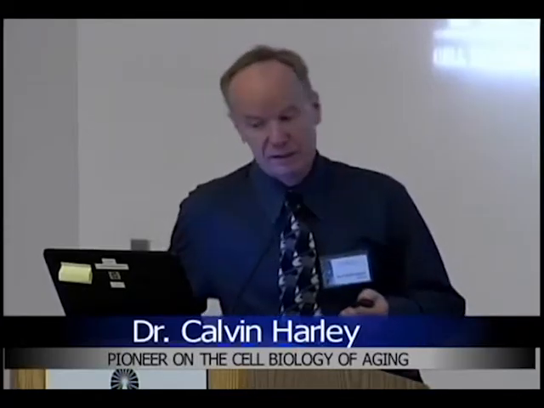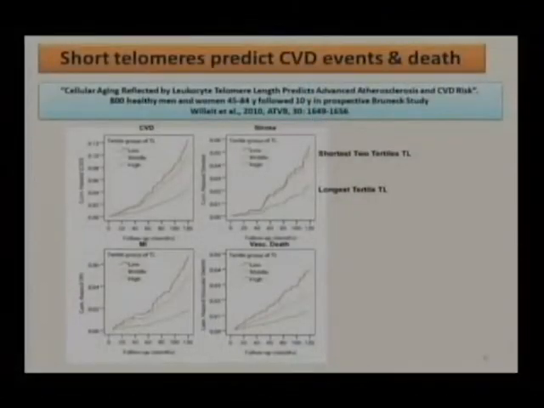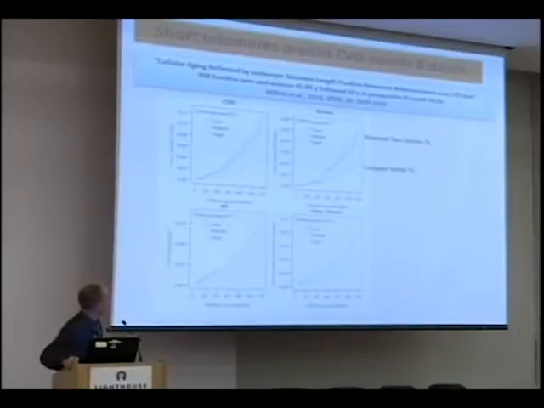And then in this graph, it's looking at cardiovascular disease events and death in the study. And it's the same story. In fact, the graphs look very similar to what we saw in cancer, where the longest tertile is the reference population. You see 2 or 3 or more fold increased hazard ratios in the individuals in the shortest 2 tertiles of telomere length.